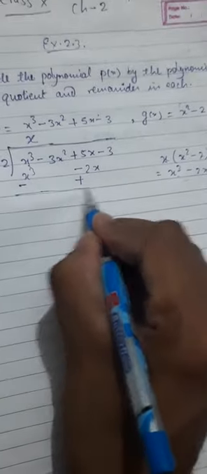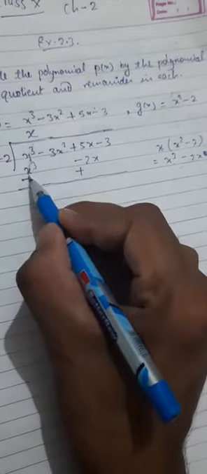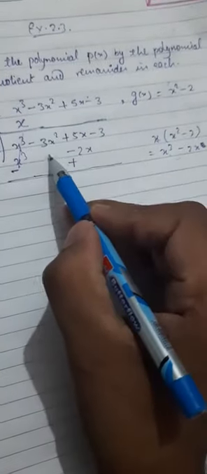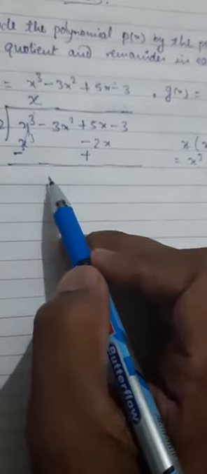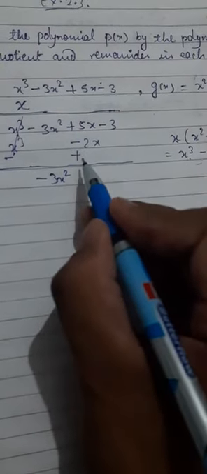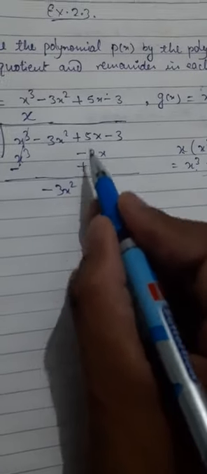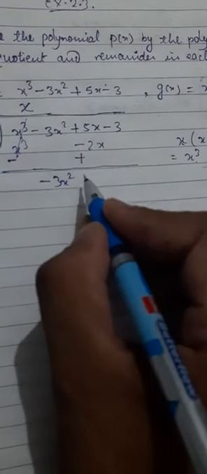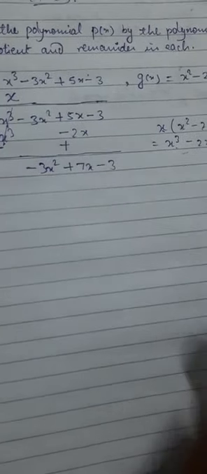Then we will draw one line. x cube and minus x cube will cancel, always the first term will cancel. Now this minus 3x square, there is no term below it, so it will come down as it is, minus 3x square. It is plus 5x and it is plus 2x. Okay, 5x plus 2x, now it is not minus. Don't see this minus, its sign changed into positive. So 5x plus 2x will come positive 7x. Then minus 3 will come down as it is.